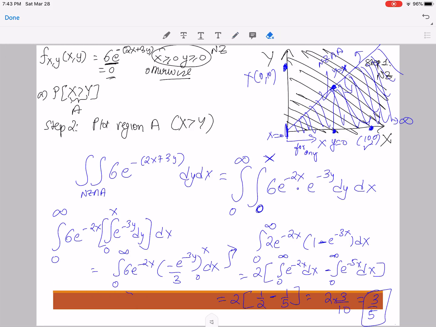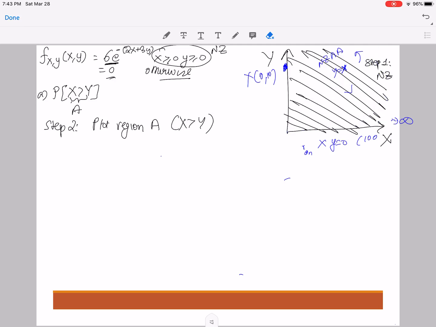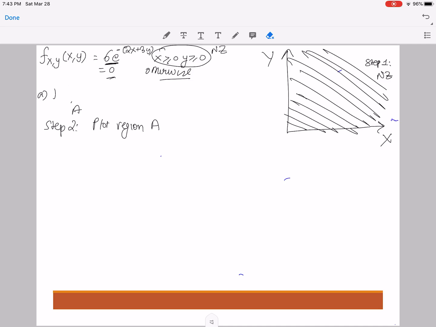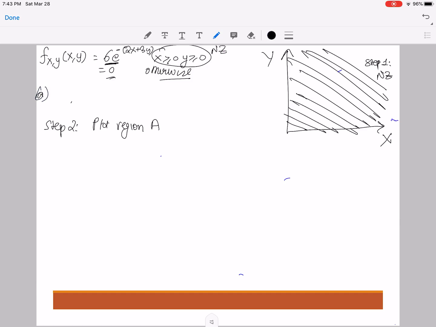So let me erase this portion here, and maybe I'll write a little bit smaller so that I do not exceed the space. Okay. So that's my region A. This probability term has to change now. So I need to find now part B, the probability that x plus y is less than or equal to 1. So now this is my region A. X plus y is less than or equal to 1.